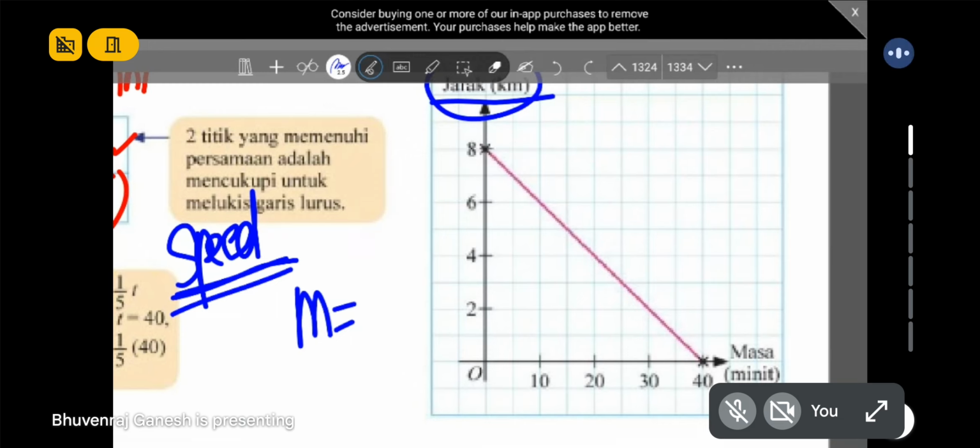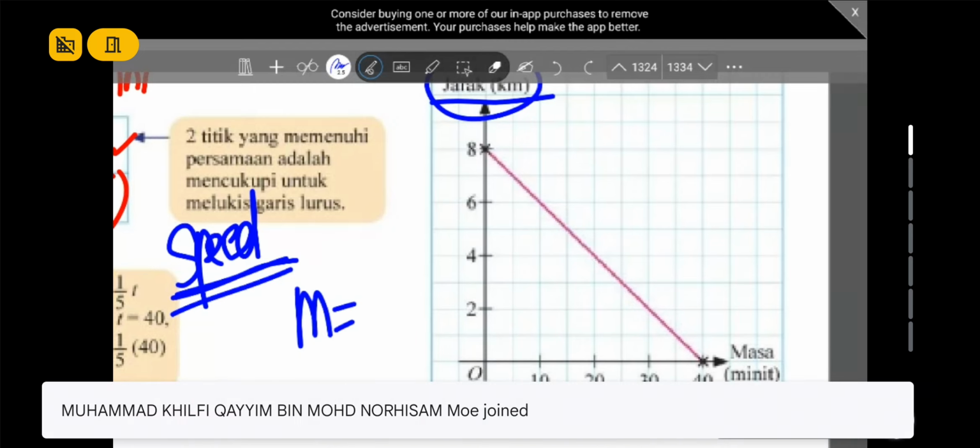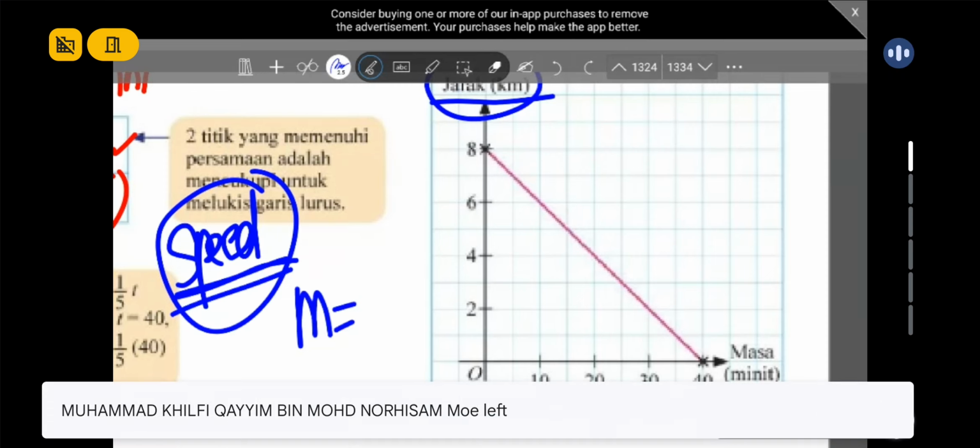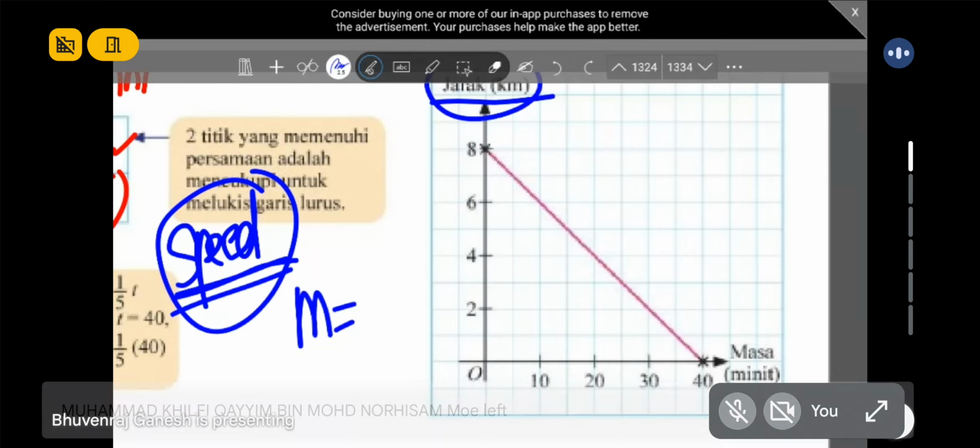So anyone? Ada jawapan? Anyone? Come on. What is the speed guys for this question? Apa laju dia? Just need to count gradient guys. Remember, when question asks to find speed, right? You need to find gradient. Okay, kamu kena cari kecerunan.